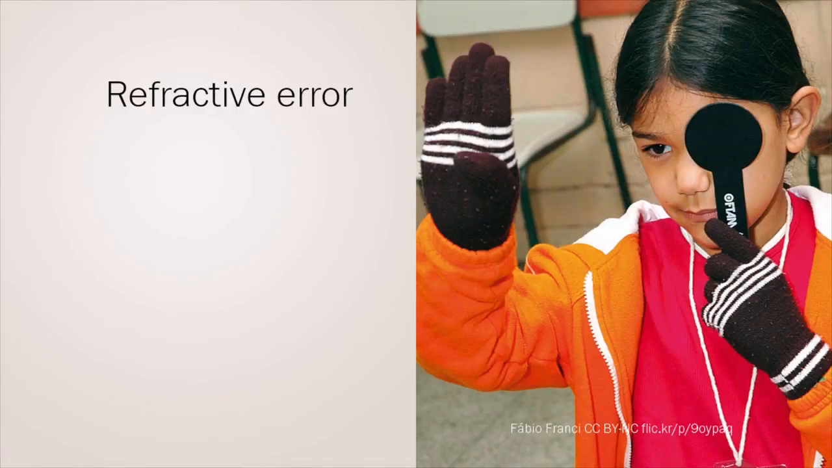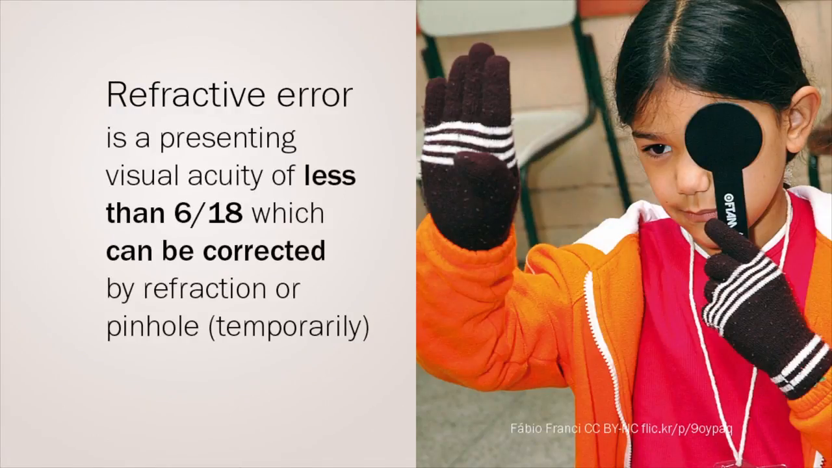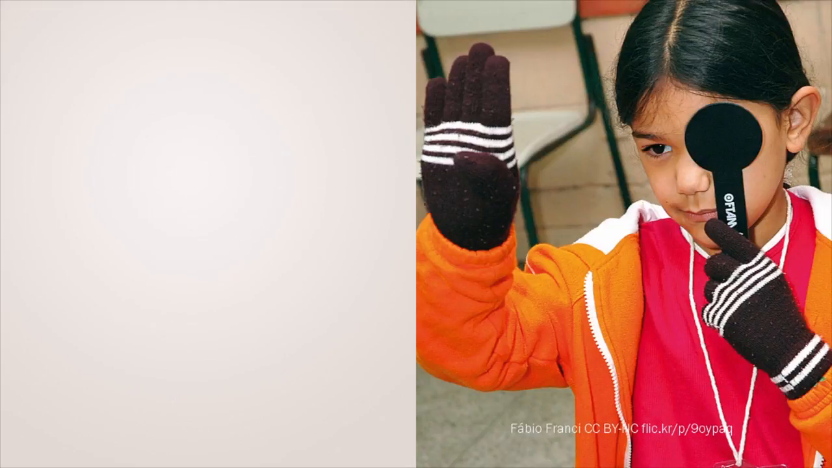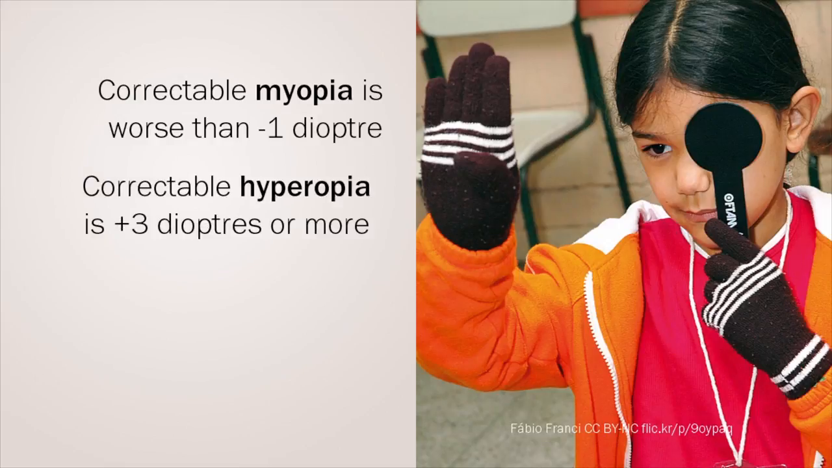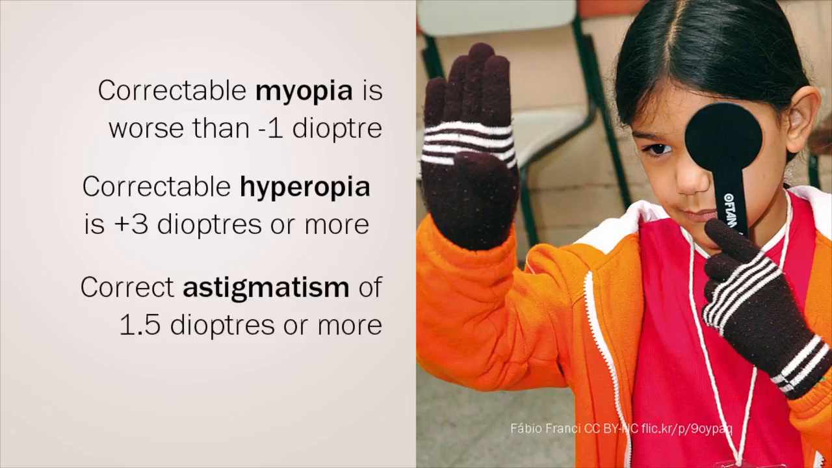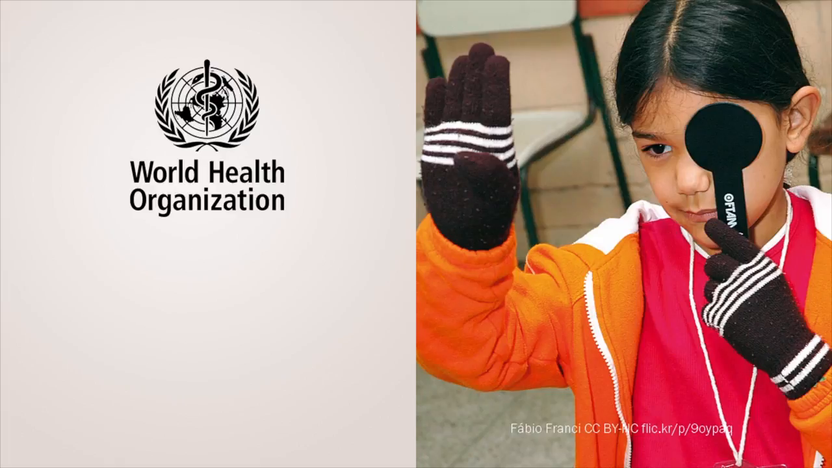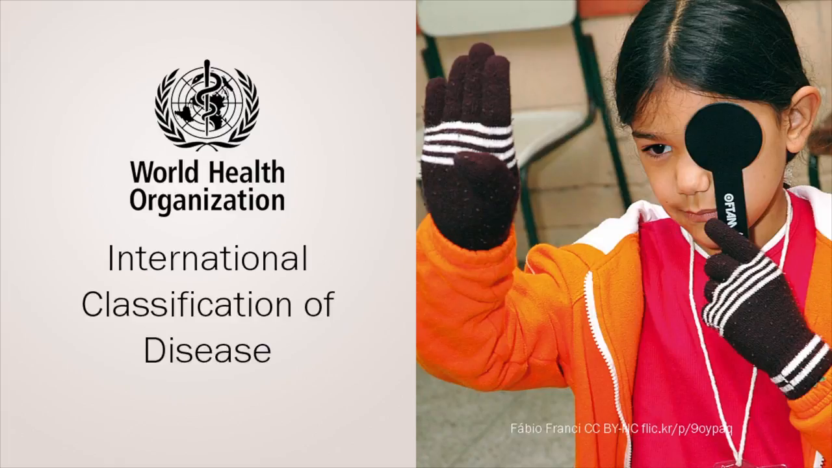Refractive error in the public health context is defined as a presenting visual acuity of less than 6/18, which can be corrected by refraction or by pinhole. Correctable myopia is defined as worse than -1 diopter. Correctable hyperopia is defined as +3 diopters or more. And it is essential to correct astigmatism of 1.5 diopters or more. The patient's presenting visual acuity is categorized using the World Health Organization's International Classification of Disease.